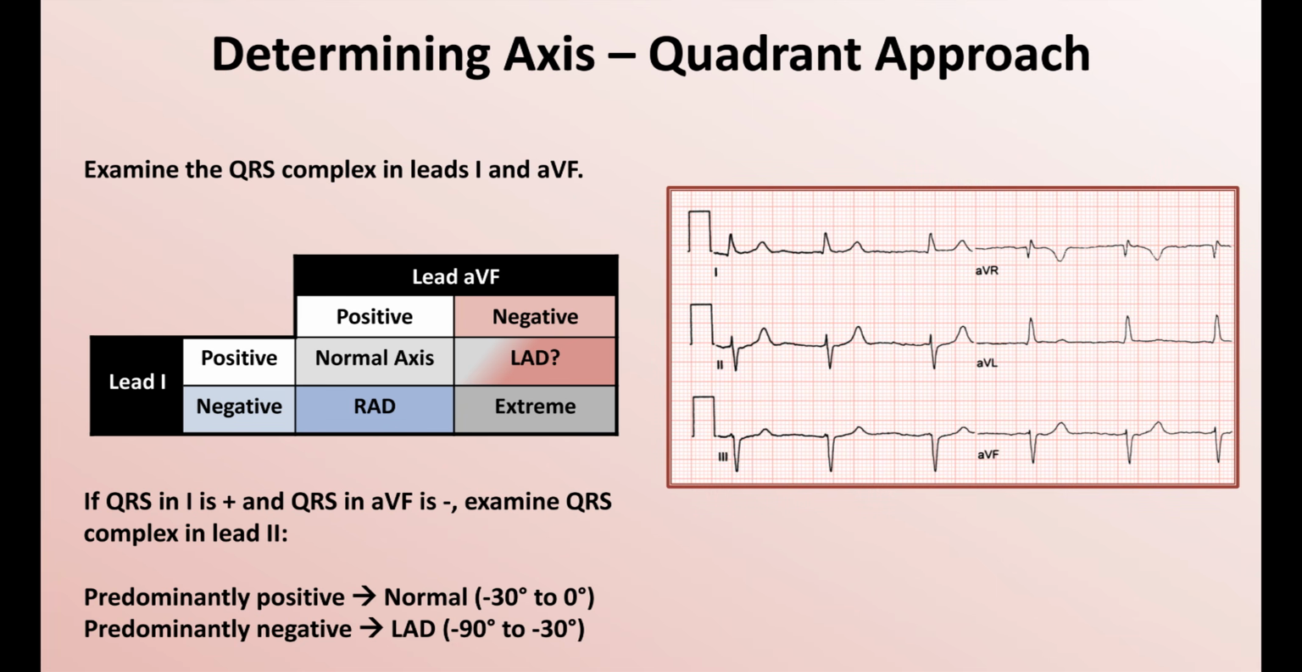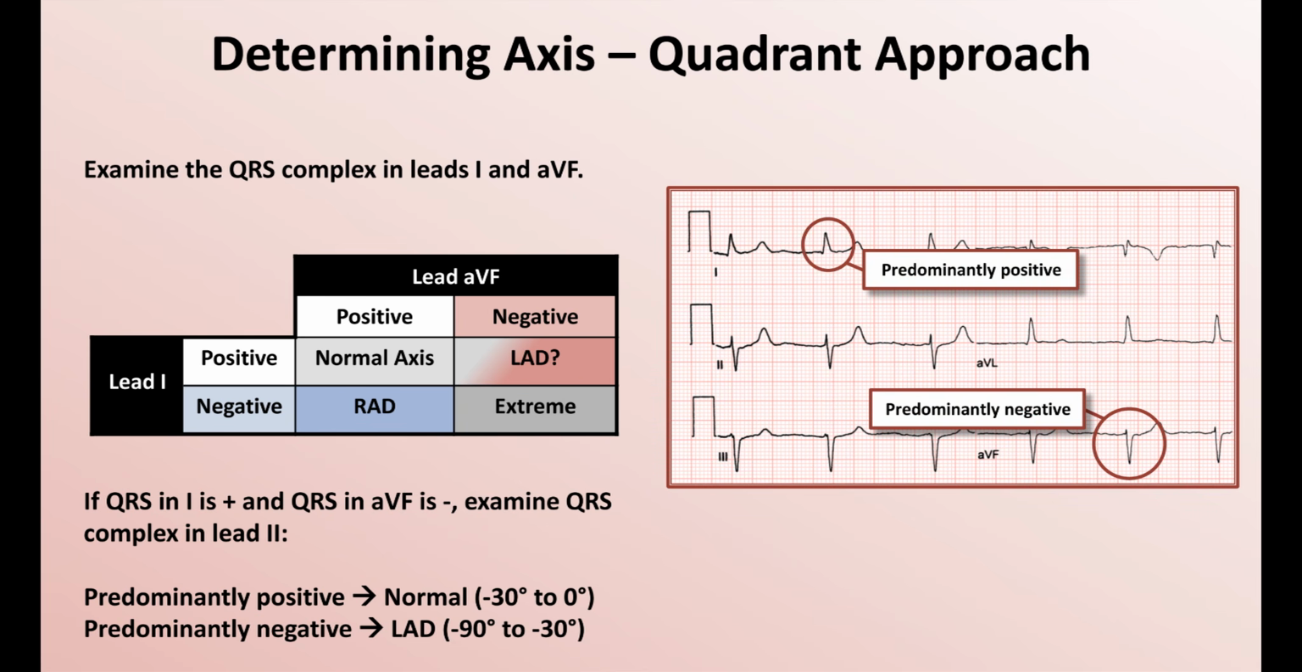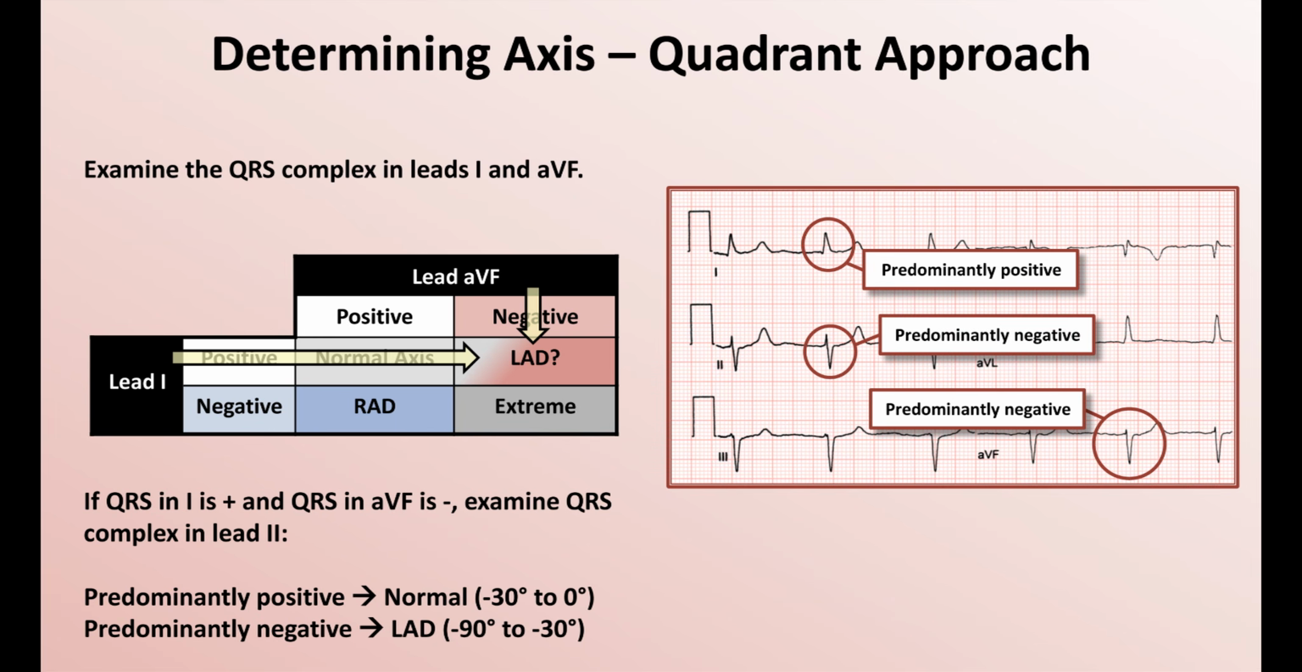QRS in lead 1 is predominantly positive, while the QRS in lead AVF is predominantly negative. This puts us into the LAD category, so we need to go to the next step and examine lead 2. Lead 2 is predominantly negative. Therefore, this patient has a left axis deviation.